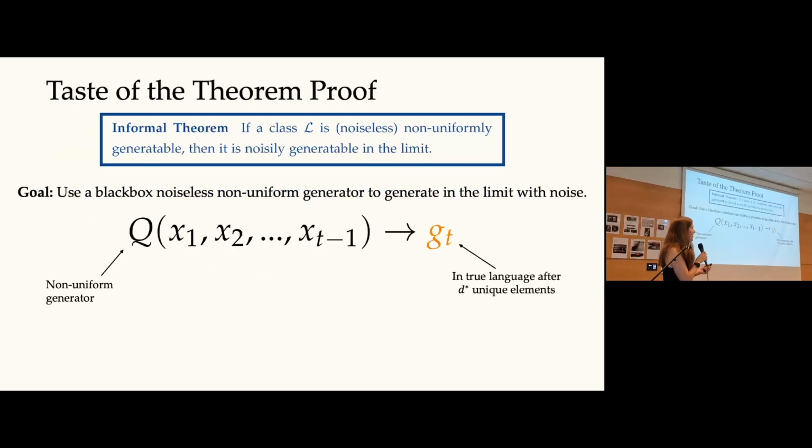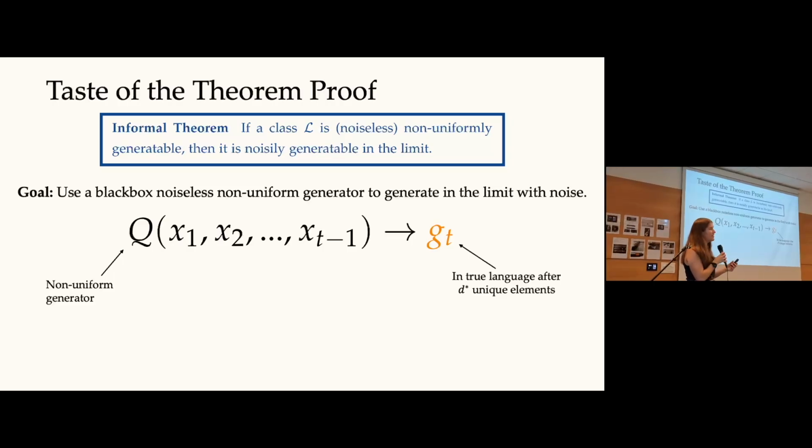And so just a quick taste of how we get this sufficiency condition telling us that non-uniform generation is enough to generate with noise. The idea is, let's say someone gave us a black box model that non-uniformly generates, assuming the adversary has no noise. And so what does this model look like? Well, it takes in the entire enumeration that we've seen so far, and it outputs some generation g_t at step t.